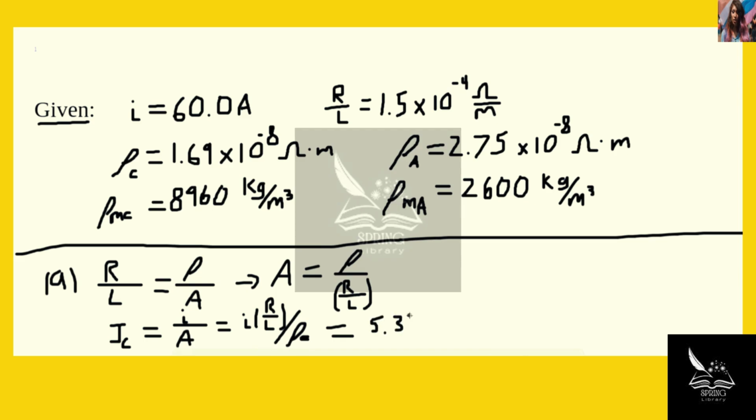5.32 times 10 to the fifth, and the units here are amperes per meter squared. Okay, and we can box it in as our solution to part A.